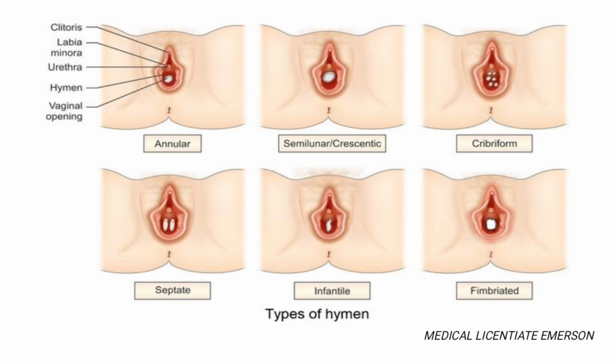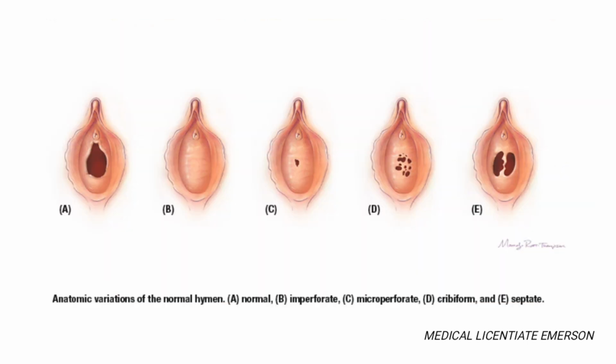So those are the pictures. This is an annular hymen. You can have a semilunar hymen. You can pause and go through them. This is cribriform, then this is septate, then this is fimbriated. Okay. Then I also add another so that at least you familiarize yourself with this.